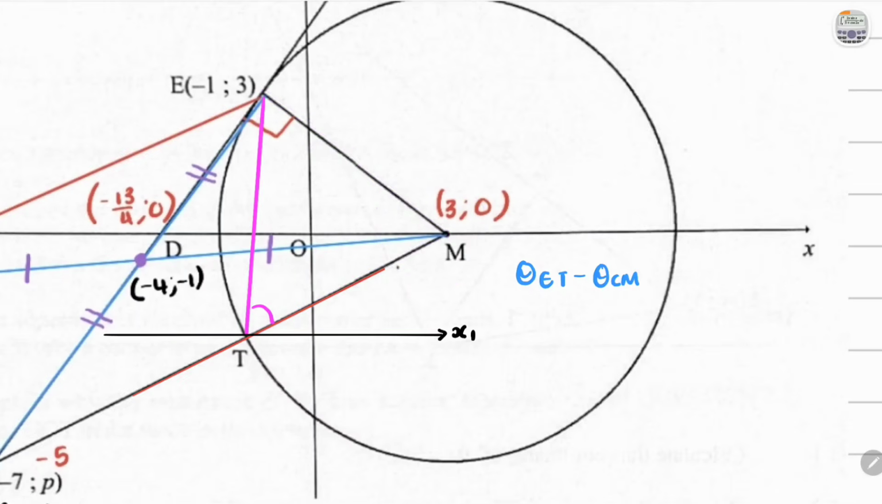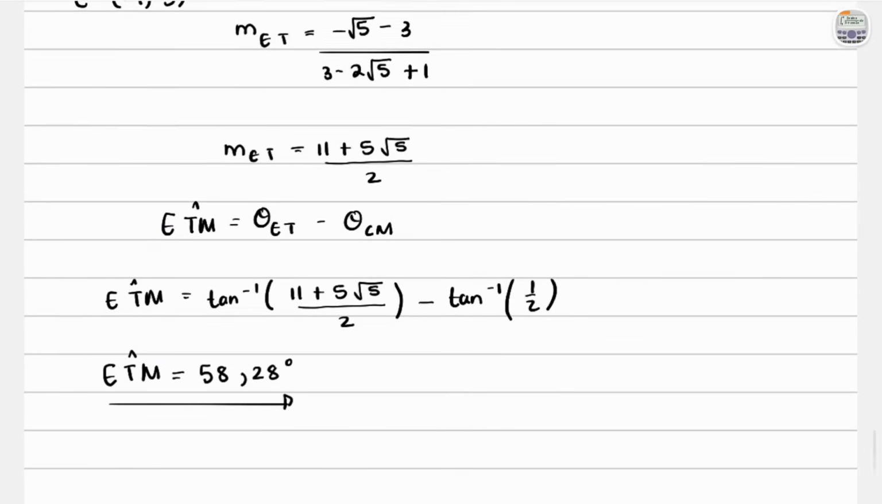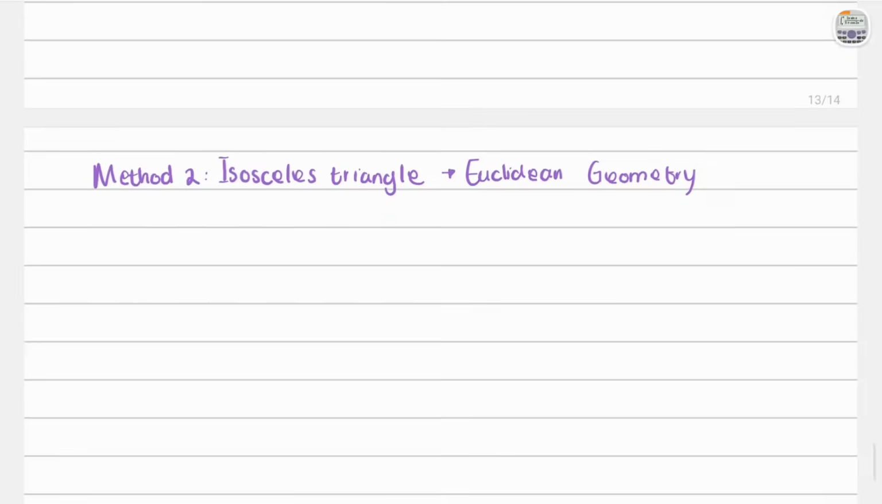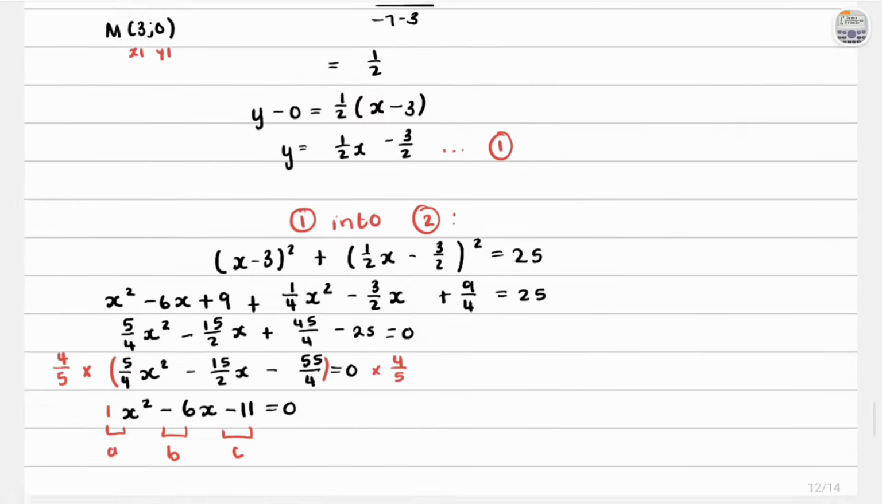Okay, so let's go ahead and use Euclidean geometry here. Okay, so method 2: isosceles triangle, Euclidean geometry. Okay, guys, also just note that if you are satisfied with the first answer already, you can stop watching the video from here. I'm just trying to show extra methods of working through this question, okay, as we see.